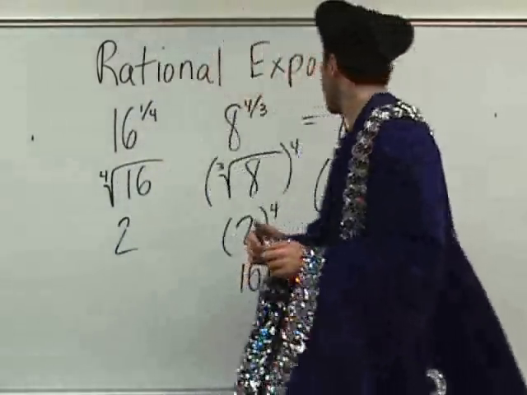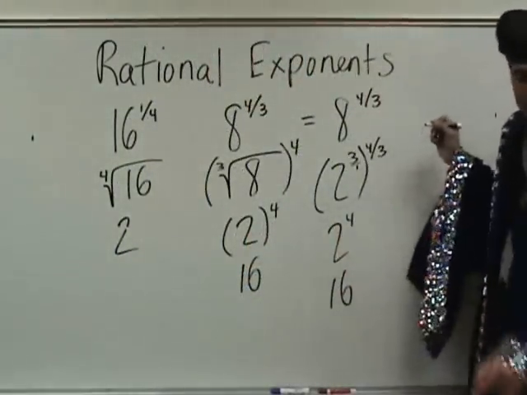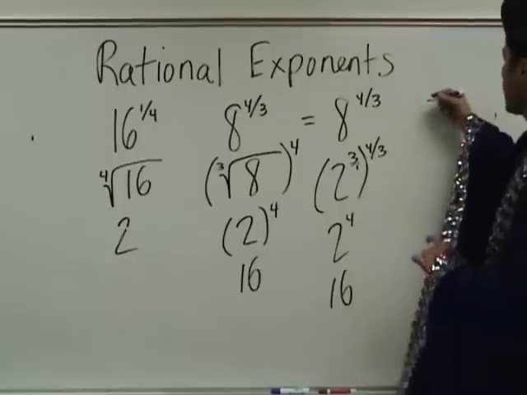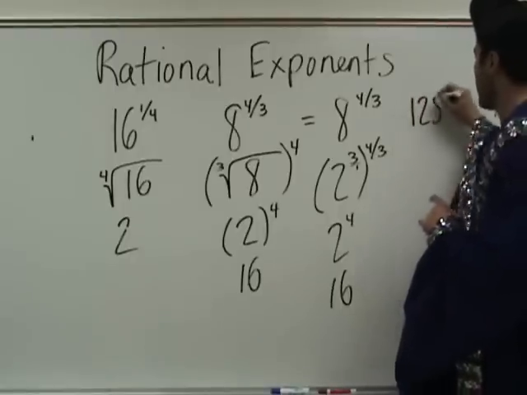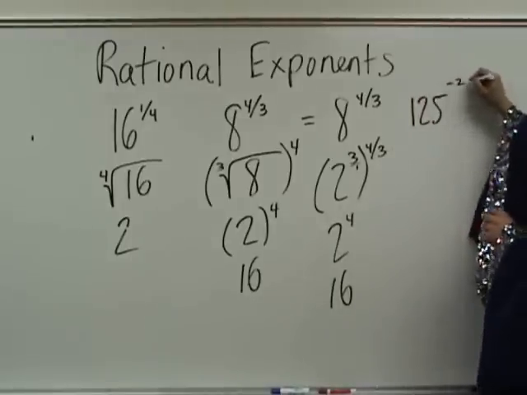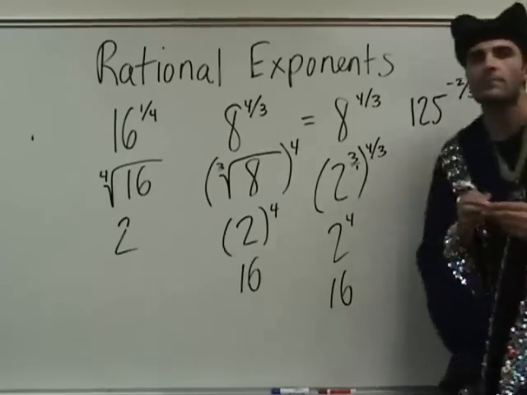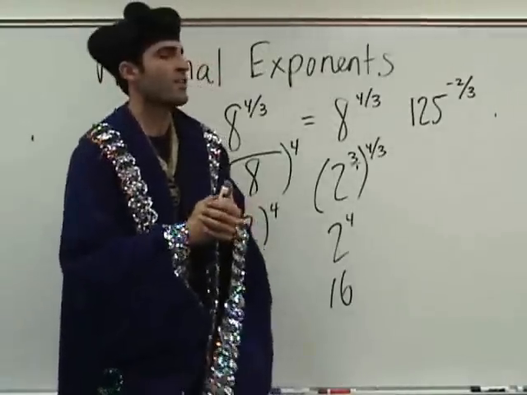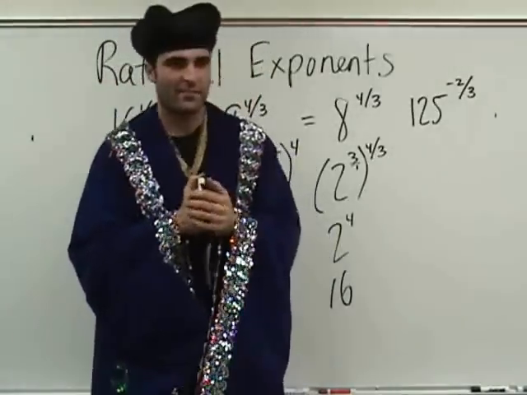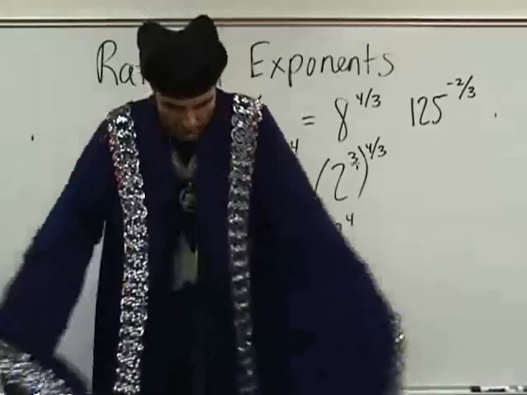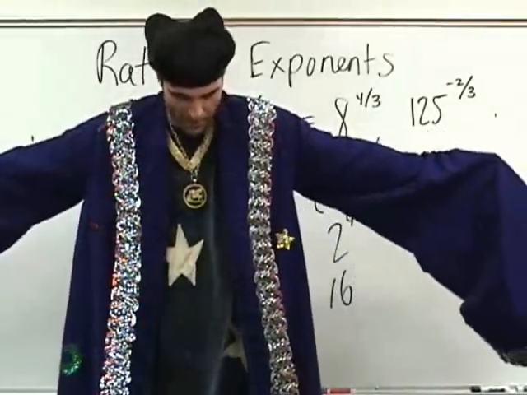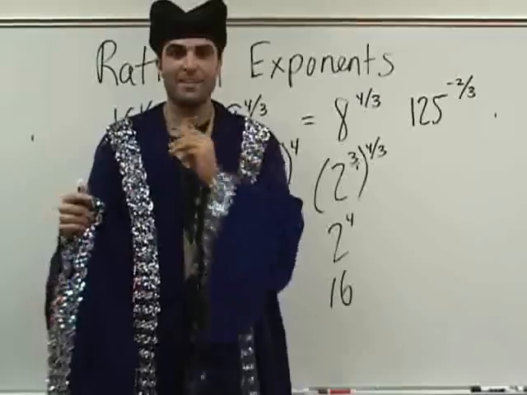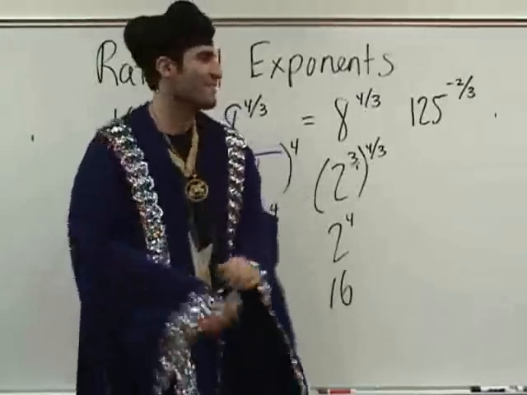Alrighty then. We can fit one more here, and then we'll stop. 125 to the negative 2 over 3. Okay. The power of your mind can solve the negative exponents, my children. I am the mathematician with bling. Bling, bling, bling. Oh, that song's in my head.